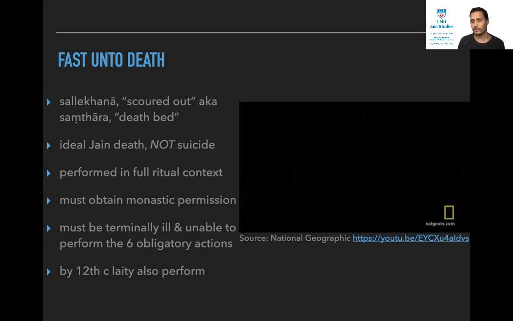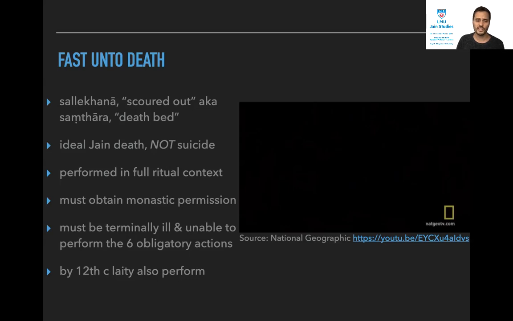So this is for people who are reaching the end of life, who rather than prolonging life unnecessarily and continuing to take from the world and inflict violence on the world to keep themselves alive for a little bit longer, they voluntarily take a vow of Sallekhana or Samtara to allow themselves willfully and intentionally to give up those things: food, water, and finally the breath.